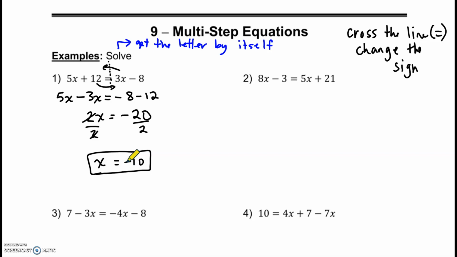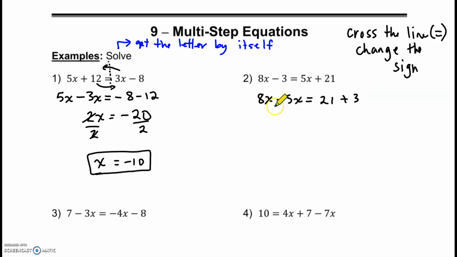All right, let's check out number 2. So I have an 8x right here on my left, and I have a 5x on my right, and I want to bring that 5x over to the other side. So I'll leave the 8x. When the 5x comes over, it changes sign, cross the line, changes sign to a negative 5x. Put your equals. 21 is already where I want it to be, so let's leave it. But this negative 3, I don't want it here. I need it to be with the 21 because they're both constants. So that negative 3 is going to come over, and then when it comes over across the line, change the sign to a positive 3.